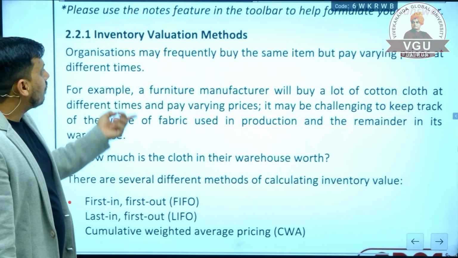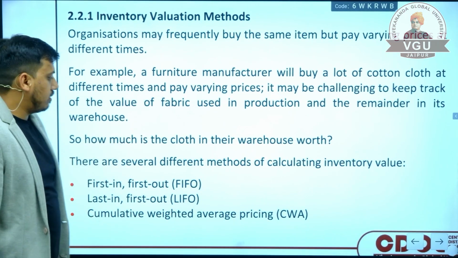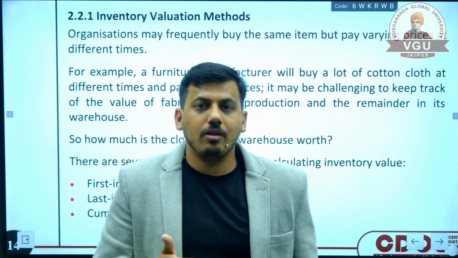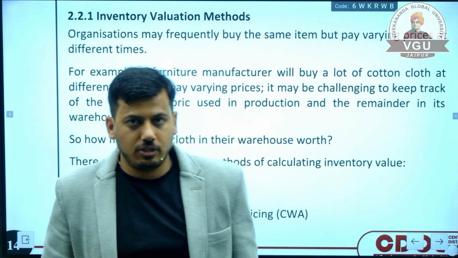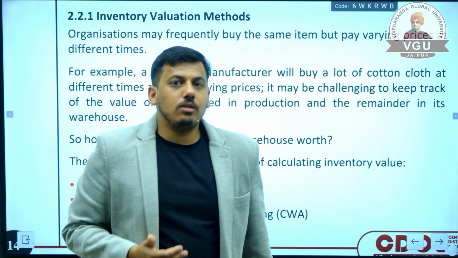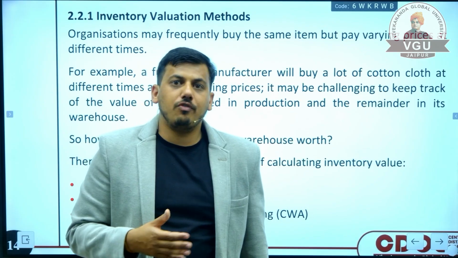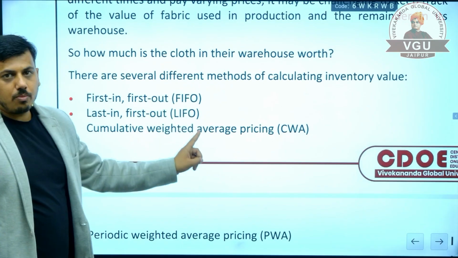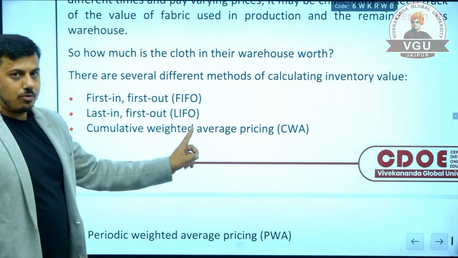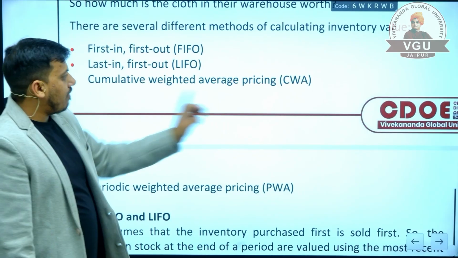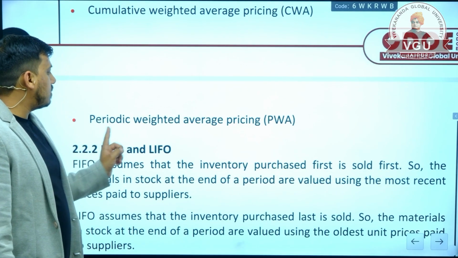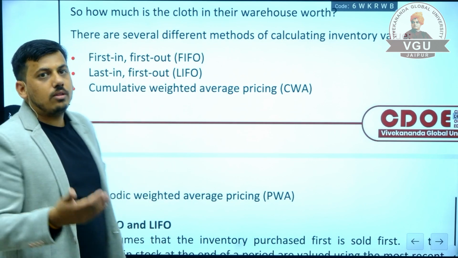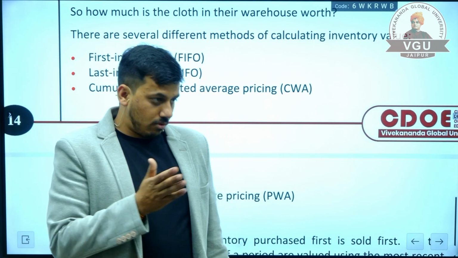Coming to the next topic, inventory valuation methods. The organization purchases material on a regular basis. To record the inventory in the organization, there are different methods given. First one is first in first out method. Second is last in first out method. Third one is cumulative weighted average method, and last is periodic weighted average method. So these four methods are given to record the materials in the organization.